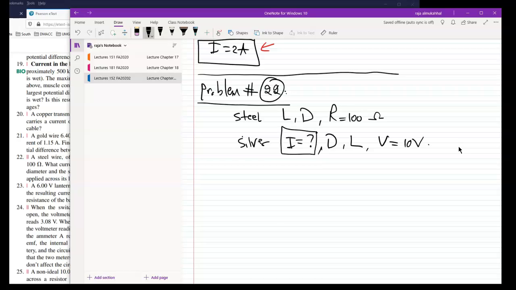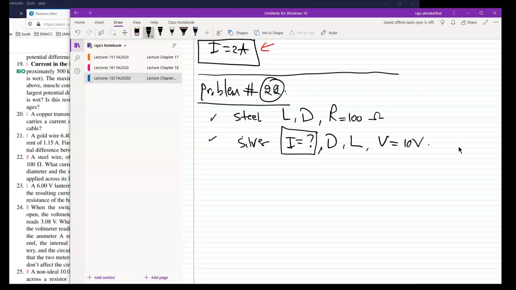Okay, how do we do this problem? Well, here he's giving you two wires, one steel, one silver. They're different materials, but similar in terms of geometry, the length and the diameter. So they have the same cross-sectional area and the same length. Of course, you're going to have different resistance for both of them because they're different material. And then you have a voltage across. As a result of that, what would be the current?